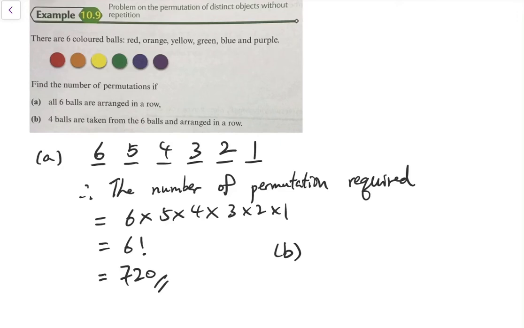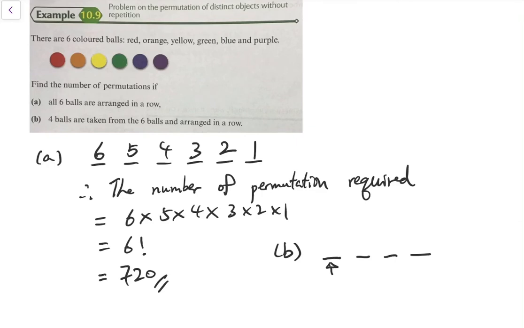Now we go to part B. Instead of taking all 6 balls, we are going to take 4 balls out of the 6 and arrange them in a row. There is a common mistake. You may wrongly think it is 4 factorial, because 4 balls are picked. So let's do it together with me. The answer is actually not 4 factorial.